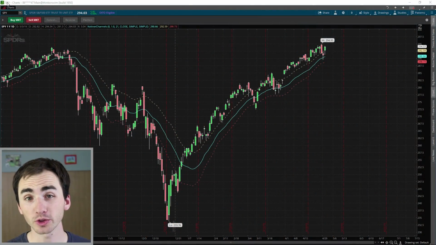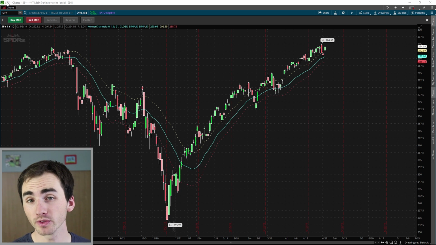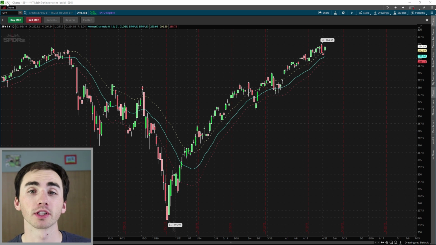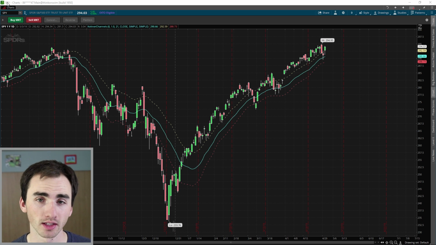And today, we're talking about the Keltner Channels indicator on Thinkorswim. So the Keltner Channels is an indicator that uses a moving average and an ATR combined. And if you don't know what an ATR is, I would definitely go look that up. Otherwise, this indicator might be a little more confusing if you don't know what that is. But basically, it takes the volatility of a stock into account.